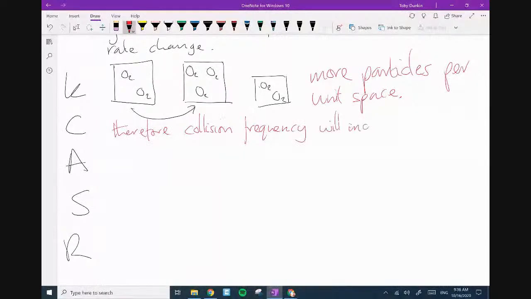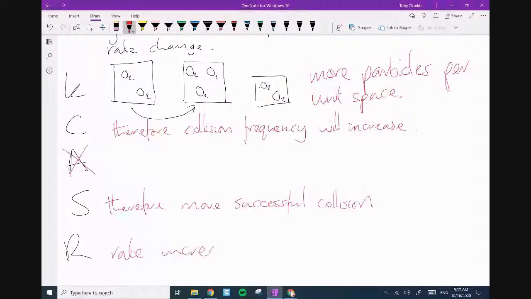Next. Activation energy is only for temperature and a catalyst, so I skip it. Therefore, if they're colliding more often, therefore, more successful collisions. More successful collisions. Rate increase. We're done. Isn't that neat?